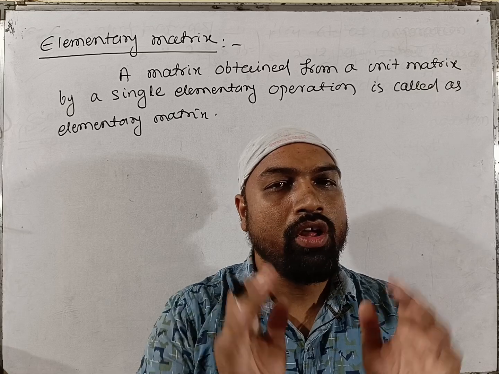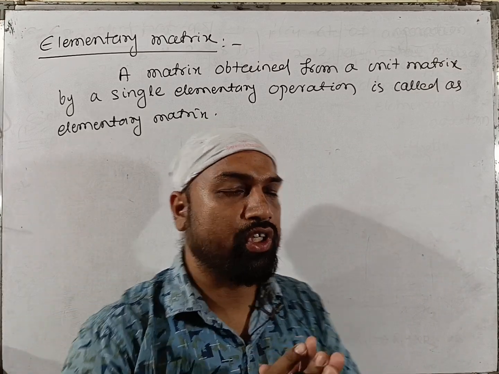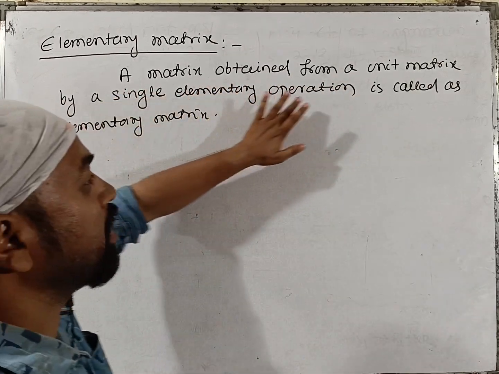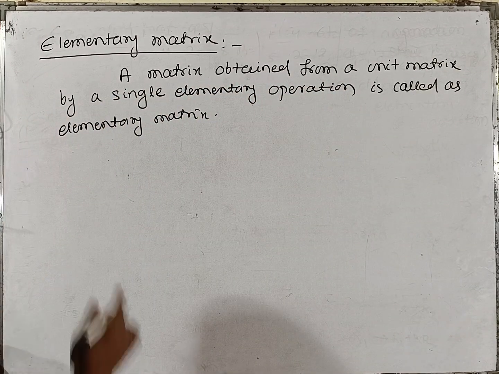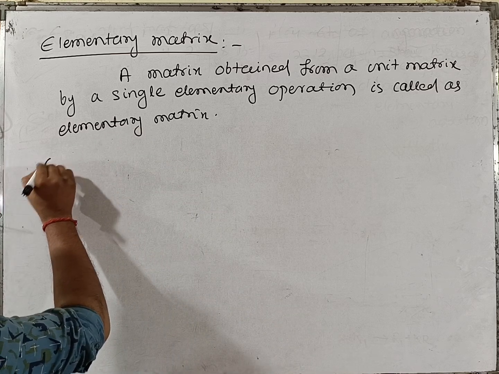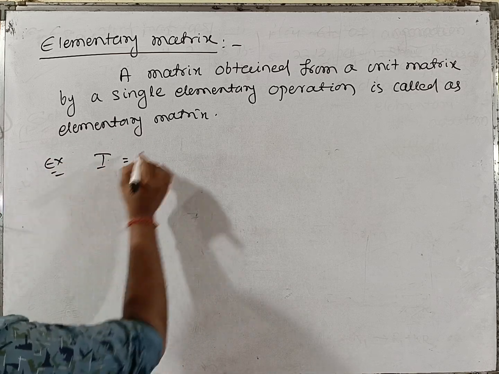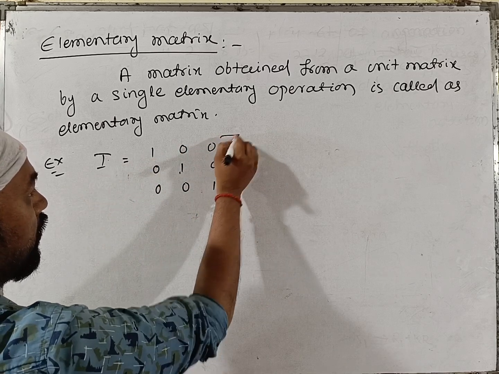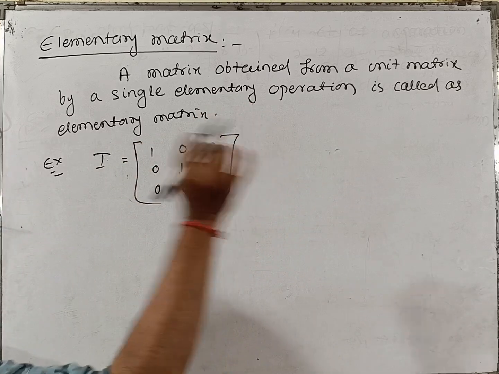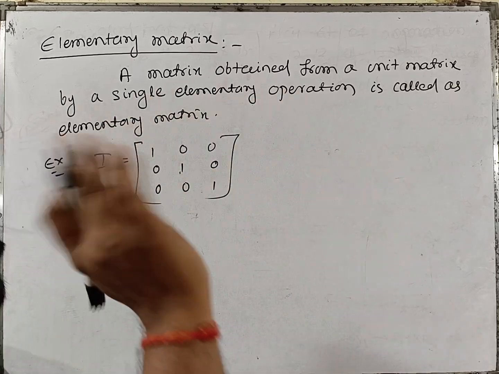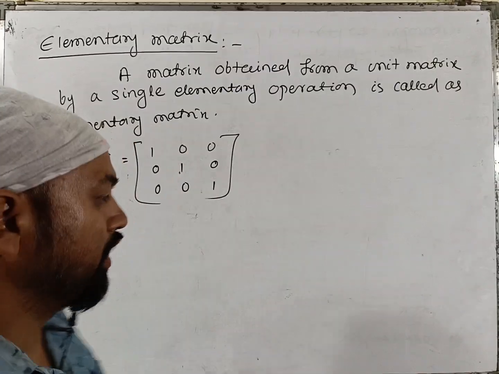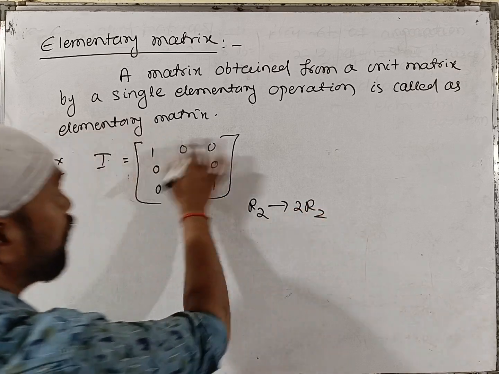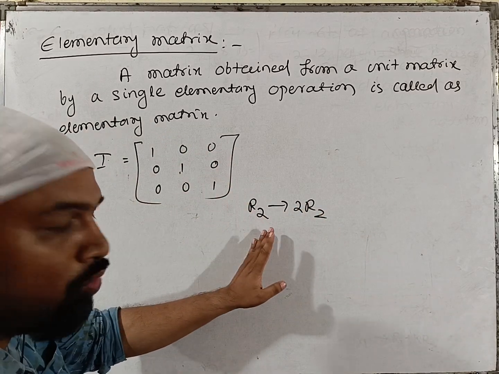At last we are going through the last step of this video session, and that is the elementary matrix. A matrix obtained from a unit matrix by a single elementary operation is called an elementary matrix. Suppose we consider a unit matrix of order 3: 1 0 0, 0 1 0, 0 0 1. According to the definition, we have to apply a single elementary operation, only one operation. Suppose row 2 is replaced by 2 times row 2. That means row 1 and row 3 are not changed, only the elements of row 2 are changed.